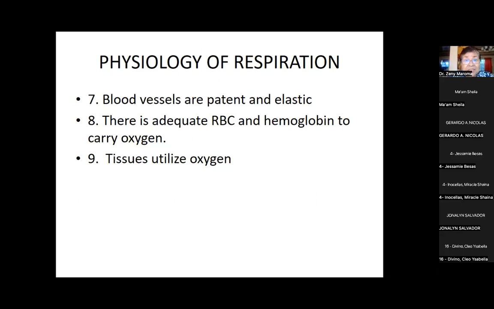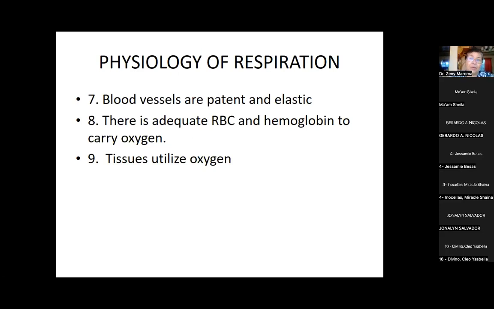Eight, there is adequate RBC and hemoglobin to carry oxygen. Ayun, so hemoglobin is the one which carries oxygen, oxyhemoglobin. So a patient with severe anemia will have a problem with transportation of oxygen. And finally, the tissues utilize oxygen.